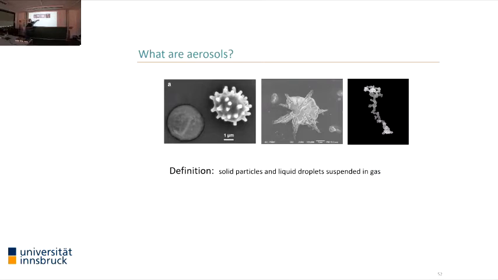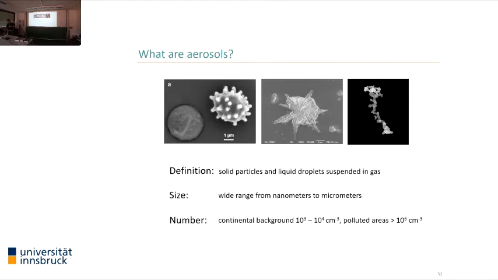Typical pollen. This is, if I'm not mistaken, a mineral dust grain. And that's here a typical aerosol particle from combustion. That's a soot aerosol particle. It's a black carbon soot. So there's a wide range. They go from nanometers to micrometers.